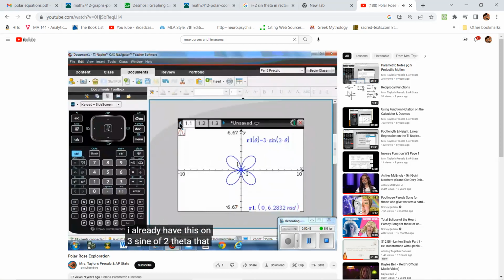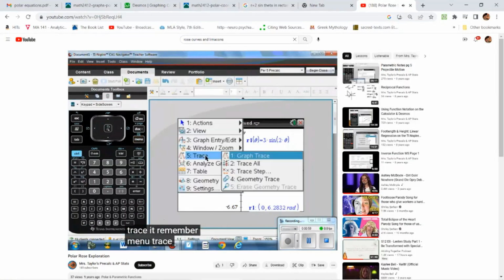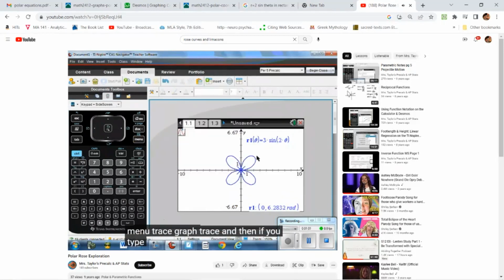3 sine of 2 theta. So in polar form, we'll graph this, and we want to trace this. The way to trace it, remember, is menu, trace, and enter. It'll start tracing at 0 radians, which is what I want to do.